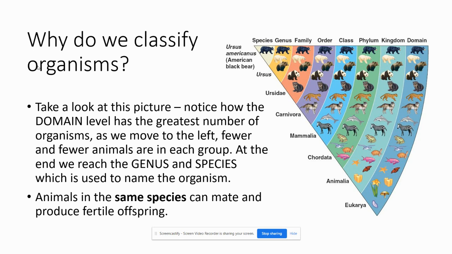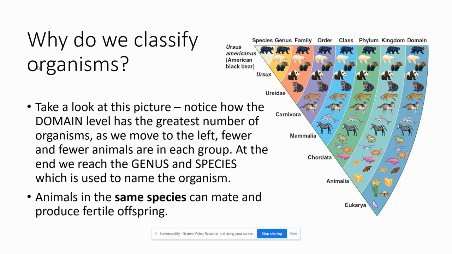So at the end, we would reach the genus and the species, and these are what we use when we name an organism. So in this graph right here, we basically want to figure out what is the bear that is at the top, and once we have narrowed it all the way down, we have figured out that it is an American black bear, and its scientific name is Ursus americanus. So notice how that is written in italics right above the name in parentheses because that is its scientific name.